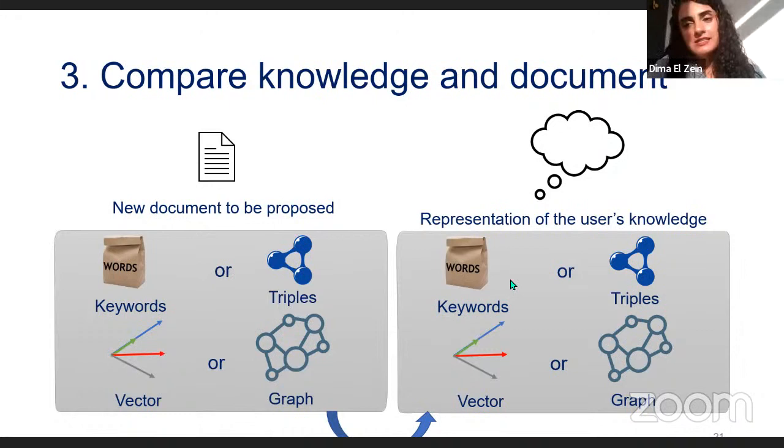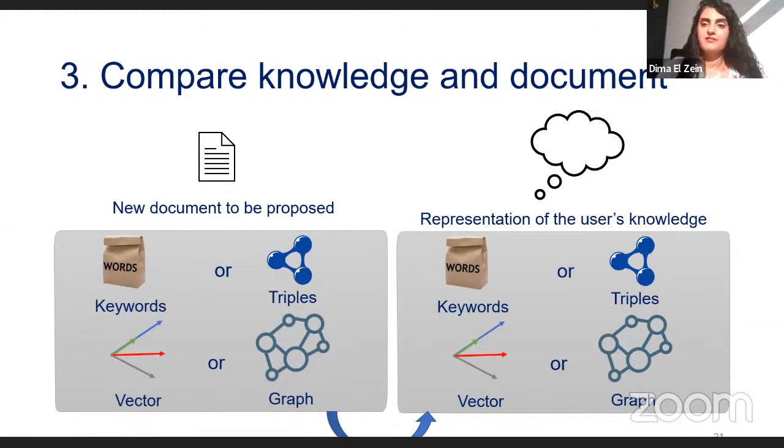So the answer is, when the similarity is high, it means that the content of this document is close to the user's knowledge. And when the similarity is low, it means that the content of the document is different than the one we are proposing, than the user's knowledge. So here there is a compromise to be done, because if I propose something that has a high similarity with the user's knowledge, it means that I am proposing something that the users already know.